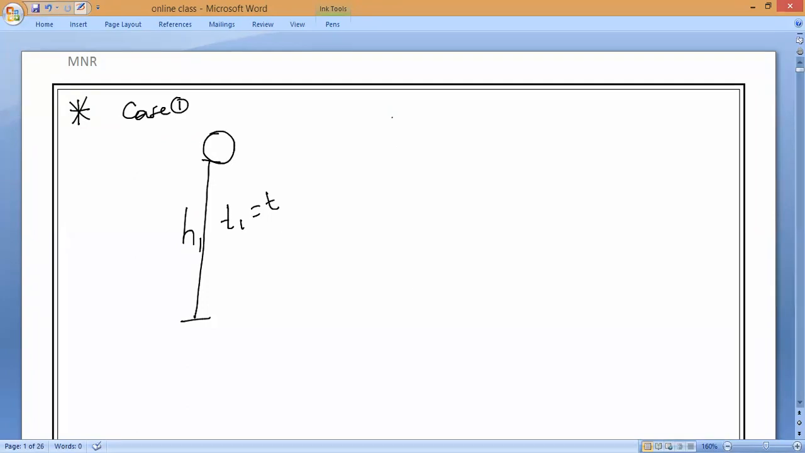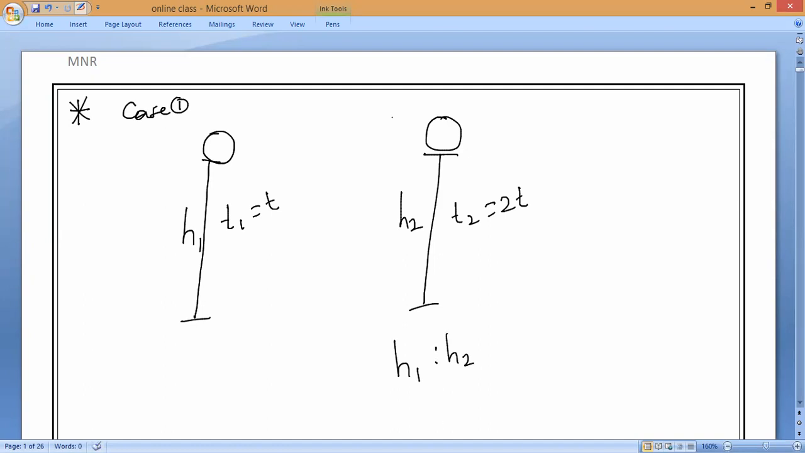Now, next. What is the next one? And 2t seconds to fall from height h2, then find the ratio of h1 and h2. Are you ready? So another height we don't know, that is h2, and the other time t2 is equal to 2t. Now they are asking what is the ratio of h1 and h2.